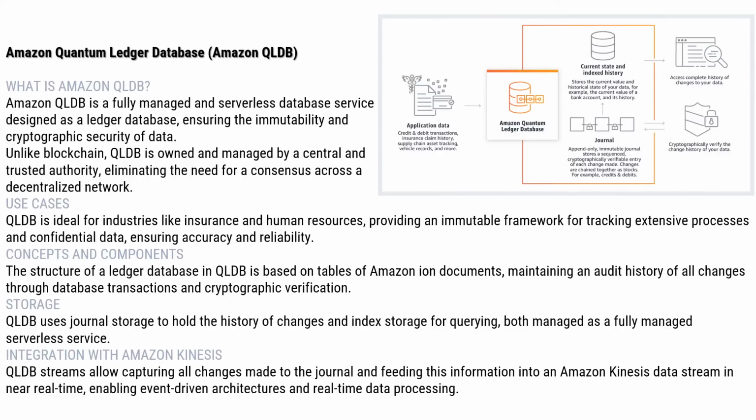QLDB uses journal storage to hold the history of changes and index storage for querying, both managed as a fully managed serverless service. QLDB streams allow capturing all changes made to the journal and feeding this information into an Amazon Kinesis data stream in near real time, enabling event-driven architectures and real-time data processing.